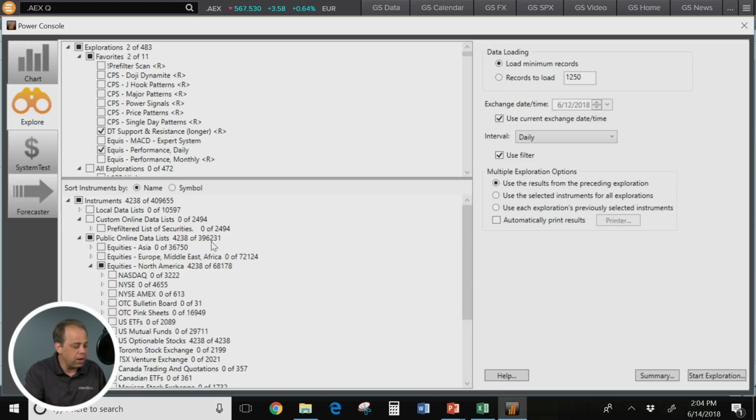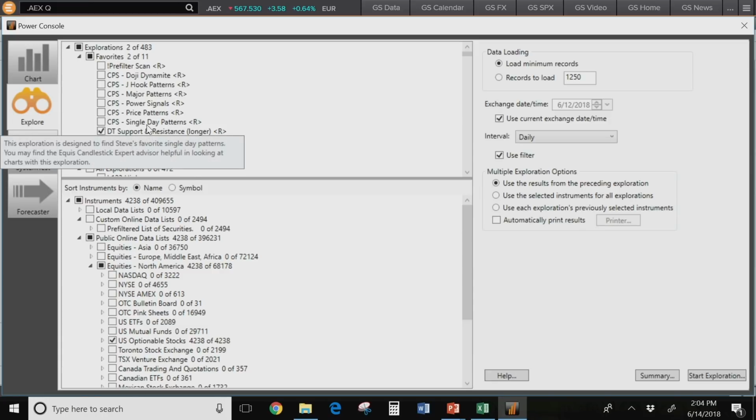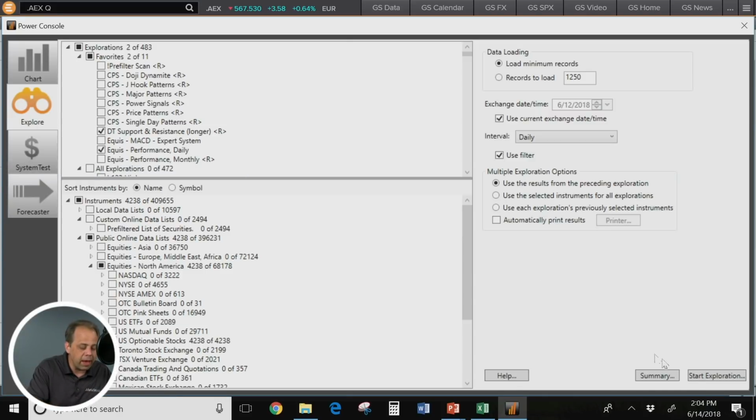And you'll notice right here, just by coming into this list, we do have a list of all of the U.S. optionable stocks. So I can scan that whole list just by checking the mark here. And again, we're looking for stocks that have recently broken through support or resistance, and we're also going to look at the performance of those. So I'm going to go ahead and scan that, start the exploration for that.